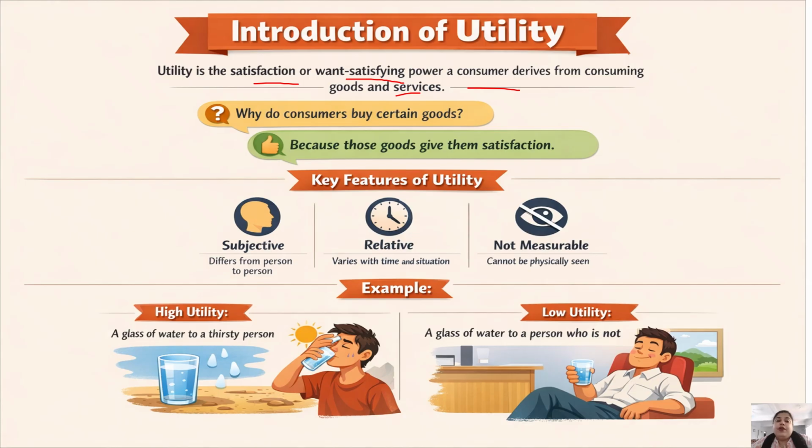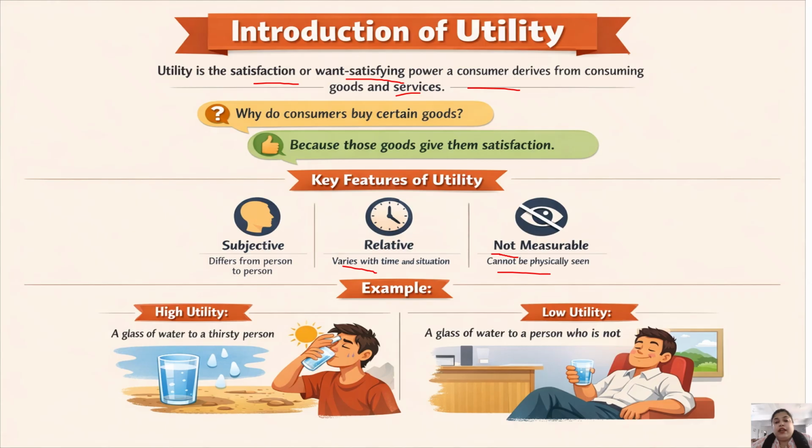What are the key features of utility? We can say that utility is a subjective phenomenon because it differs from person to person. Some people have higher utility, some have low utility. The next key feature is that utility is relative, and varies from time to time. The satisfaction level of a consumer may vary due to time, situation and place. And the last is that utility cannot be measured or physically seen.